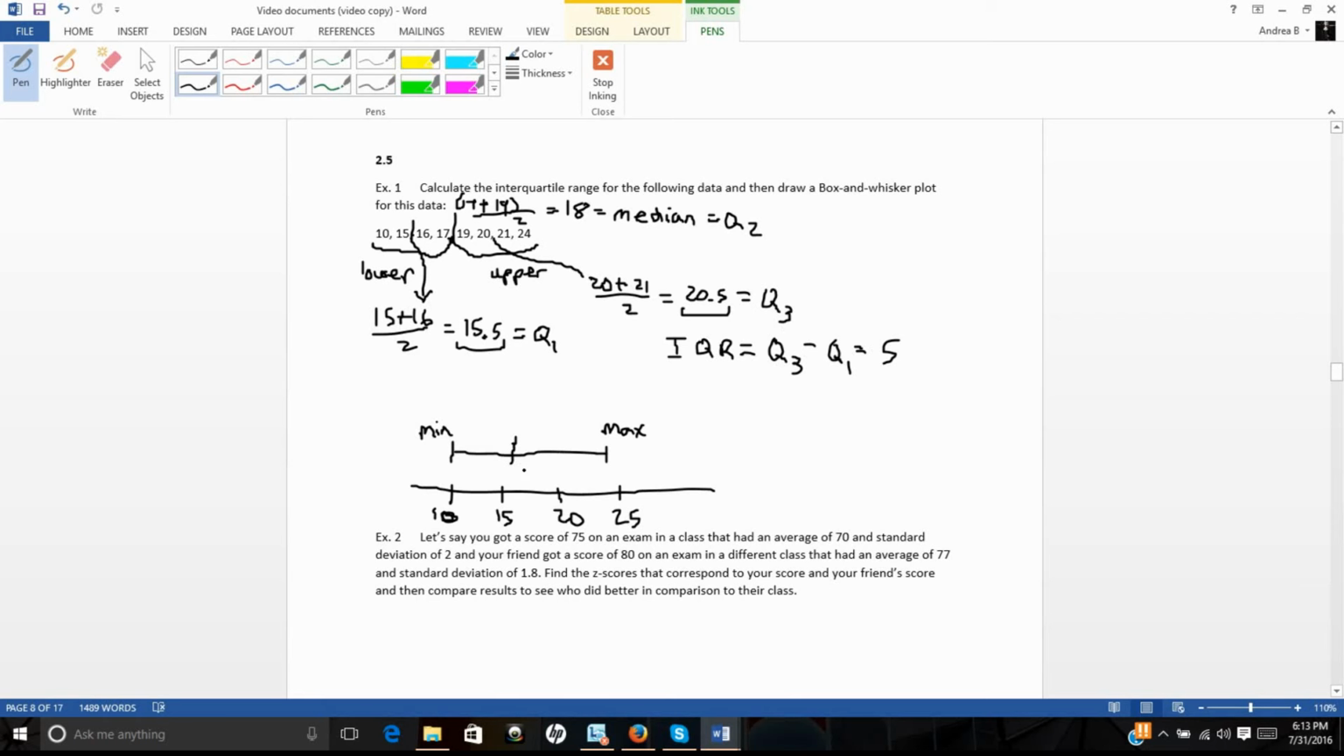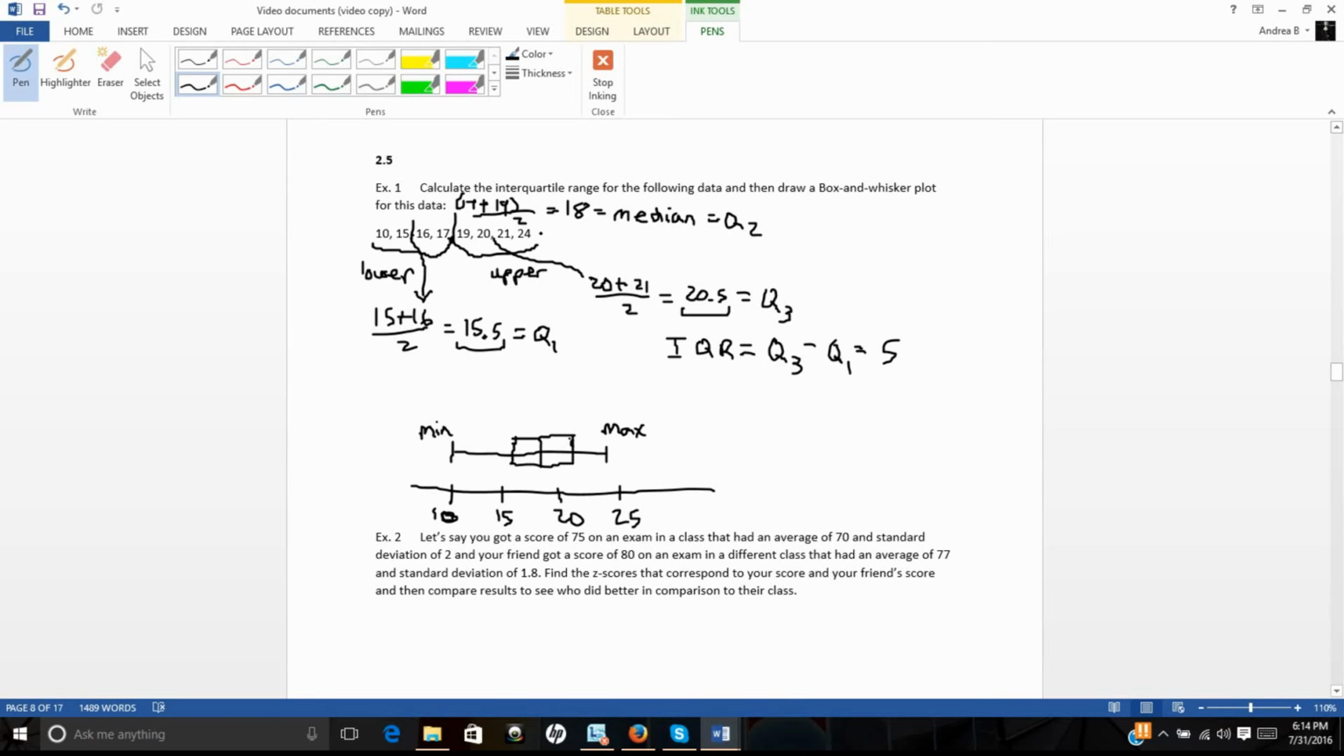Q3, which was 20.5, is going to be the upper end of our box. So I'll connect those there. And then Q2, which was the 18, is going to be where our line goes in the box. Keep in mind that line for the median is not always going to be right in between the Q1 and Q3 for those two quartiles. Depends on the spread of the data.